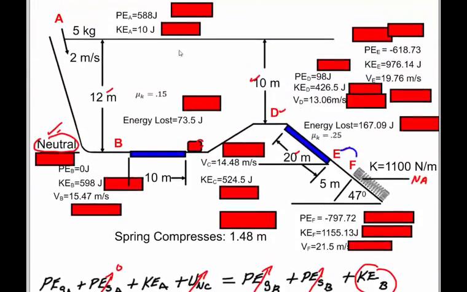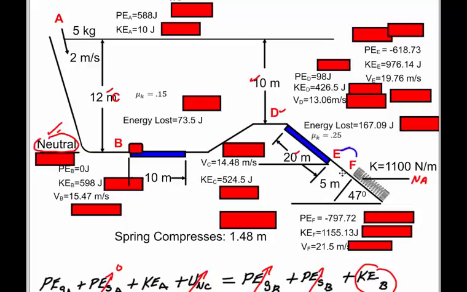But again, I started with this mass that was way up here, and I slid it all the way down through here. It's gone through two scenarios where there was work done by a non-conservative force. It's gone back up, it's gone over, it's gone down, and it's hit a spring.